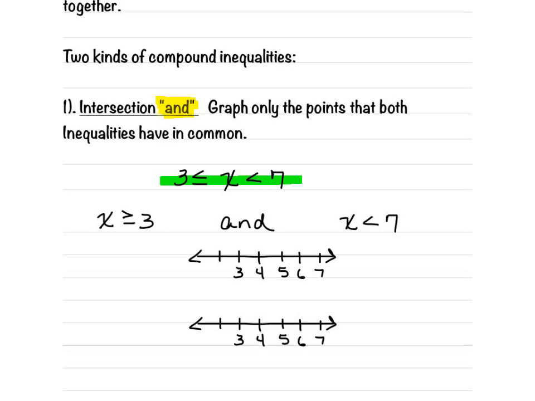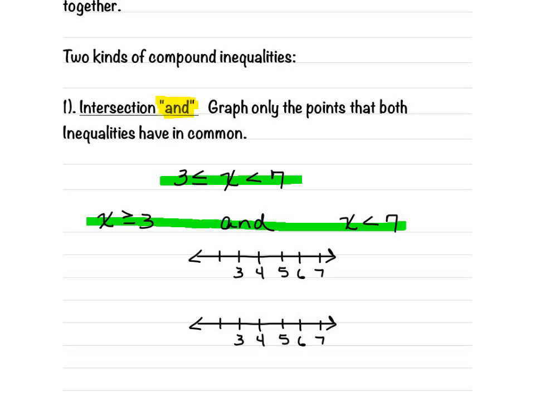Another way that you'll see a compound "and" inequality is written this way. It's the same inequality but written in a different way. x is greater than or equal to 3 and x is less than 7.